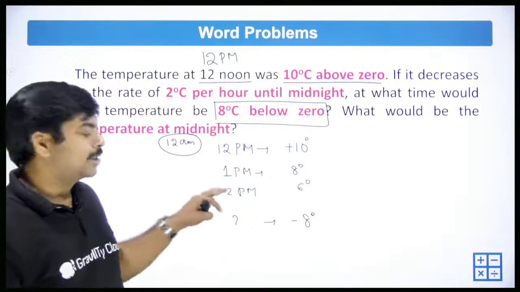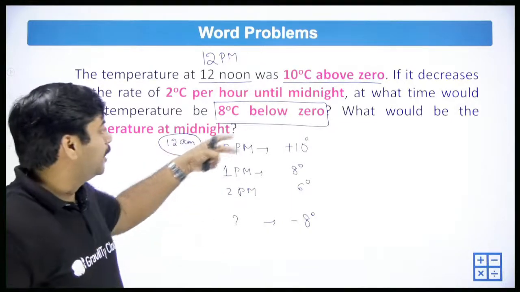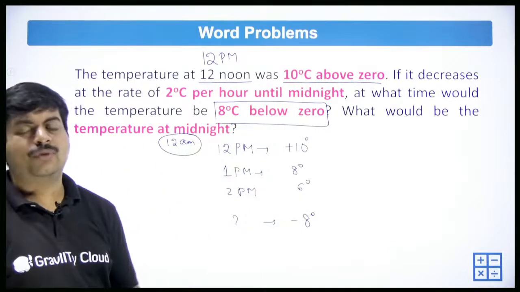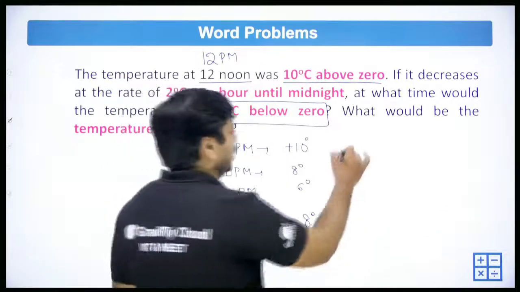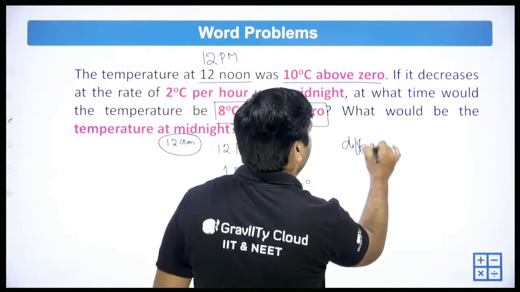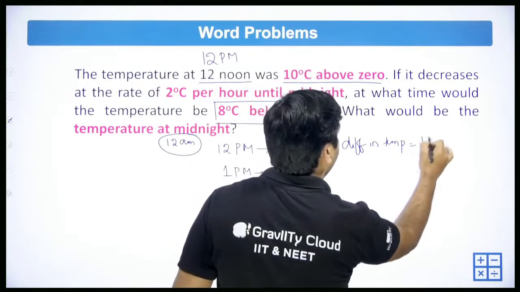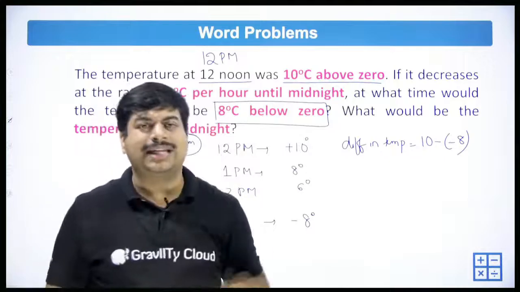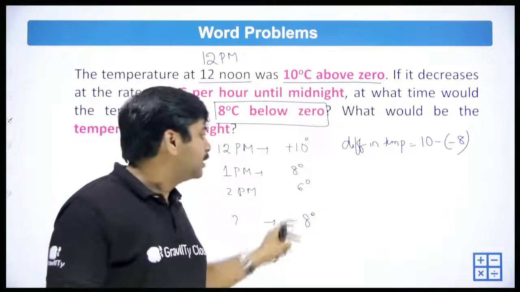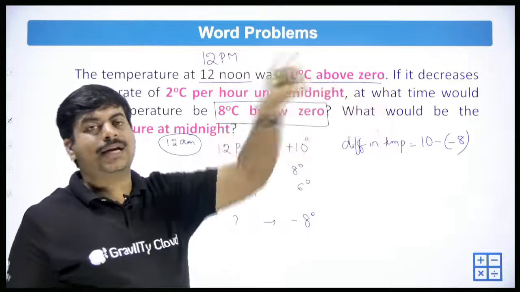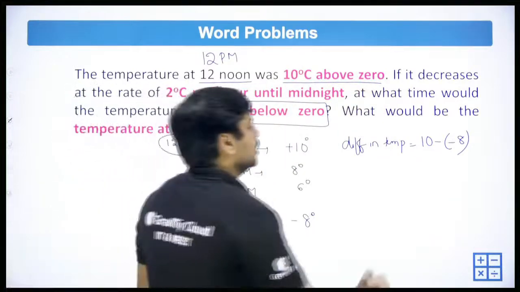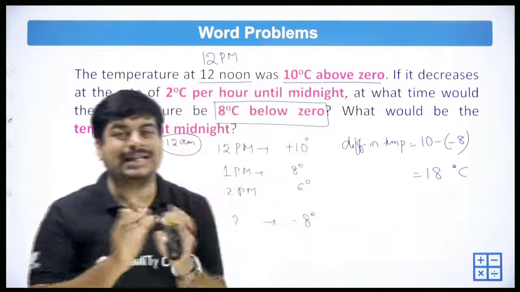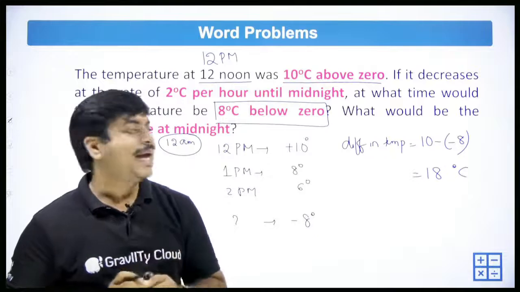Let us try to understand the first question. Starting at 12 p.m., it is at 10 degrees. From 10 to minus 8, what is the difference? The difference in temperature is equal to 10 minus of minus 8. Difference of 5 and 3 is 5 minus 3, 10 and 5 is 10 minus 5, so 10 and minus 8 is 10 minus of minus 8. Don't forget that extra negative. So that is 18. So in total it should reduce by 18 degrees.